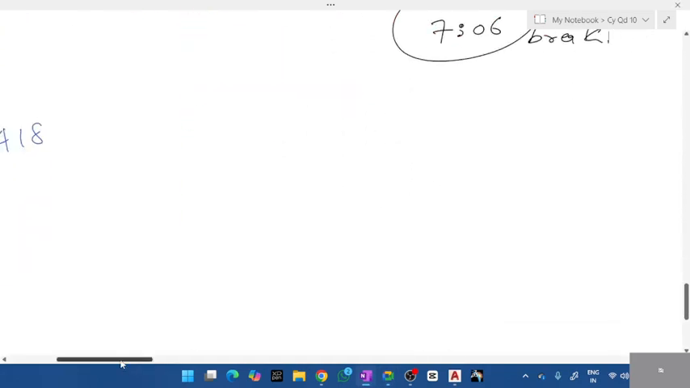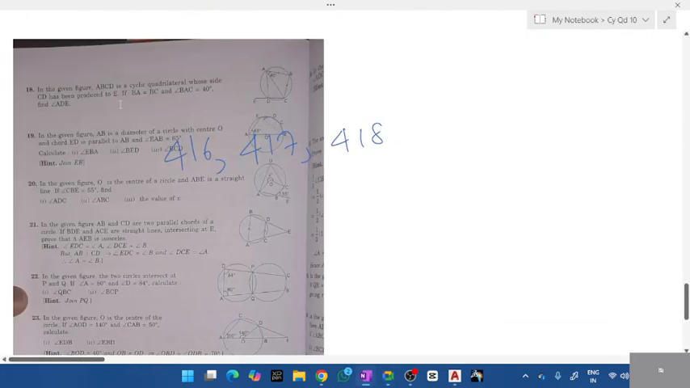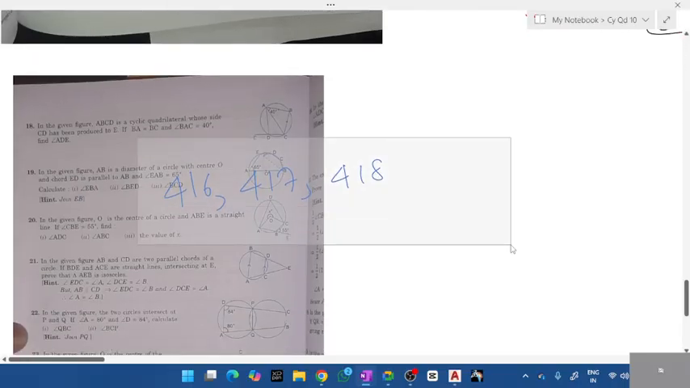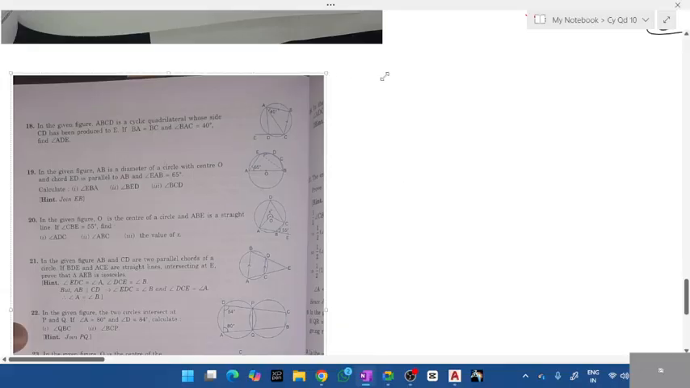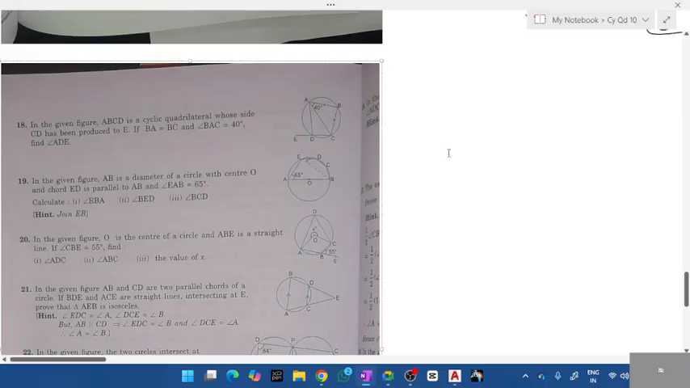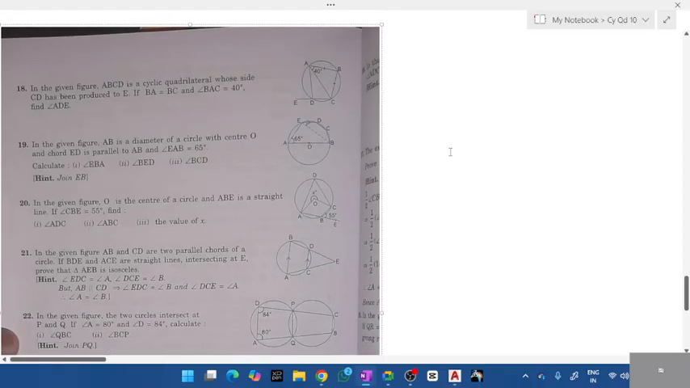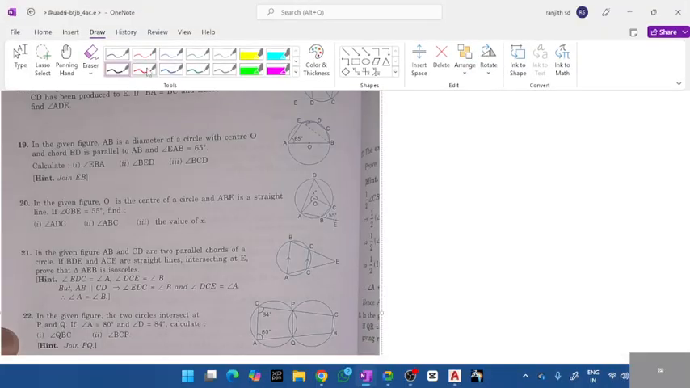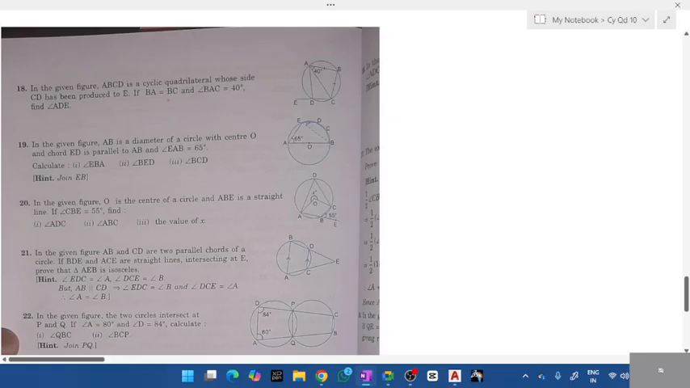Yeah, try the next one, students. All of you will try the next question. 18th question. Read the question. Two sides are equal, BA and BC. If two sides are equal, apply the isosceles concept and do it.